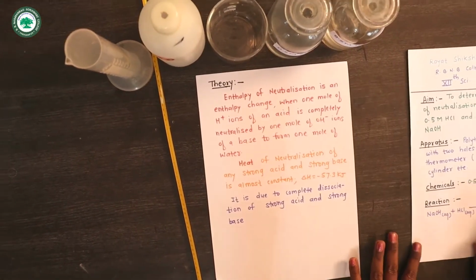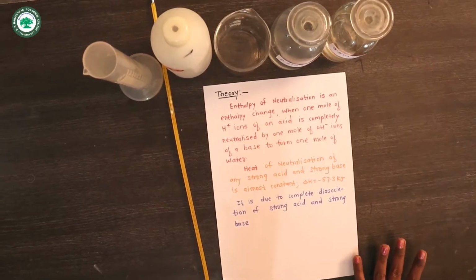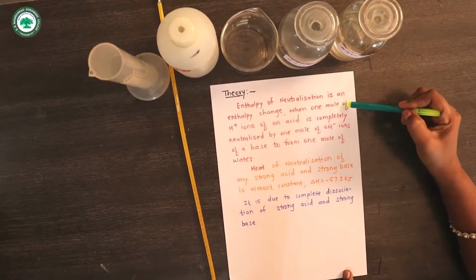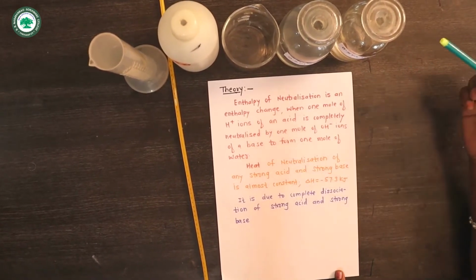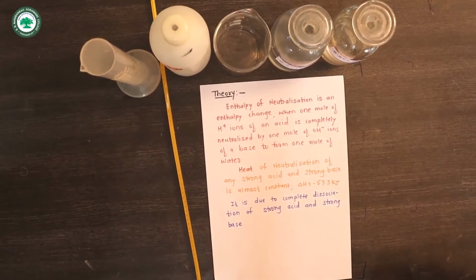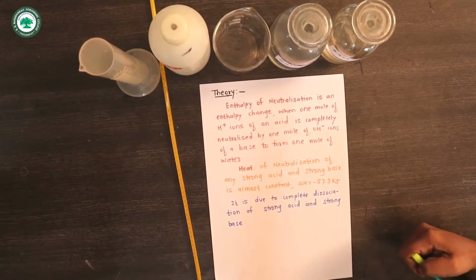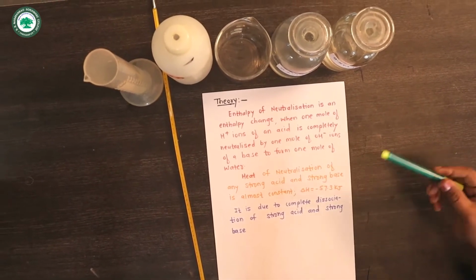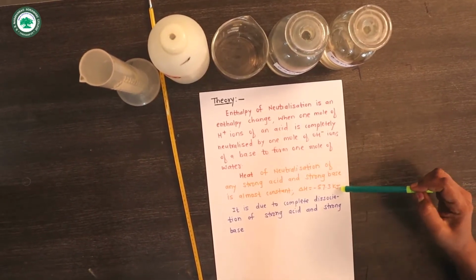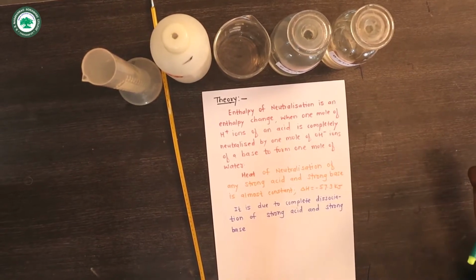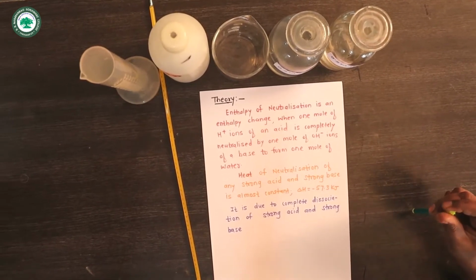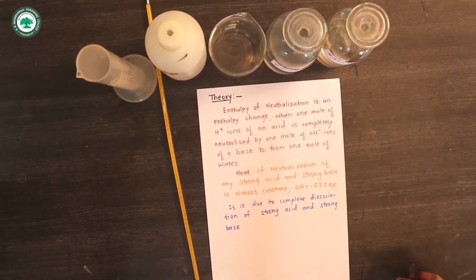Now let us hear the theory of this experiment. Enthalpy of neutralization is the enthalpy change when 1 mole of H plus ions of an acid is completely neutralized by 1 mole of OH minus ions of a base to form 1 mole of water. Heat of neutralization of any strong acid and strong base is almost constant, and that constant value is found to be minus 57.3 kilojoule. And why does this happen? It is due to the complete dissociation of strong acid and strong base.